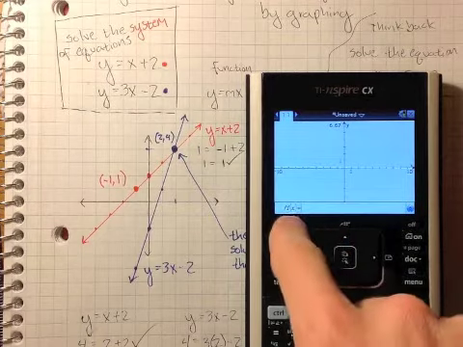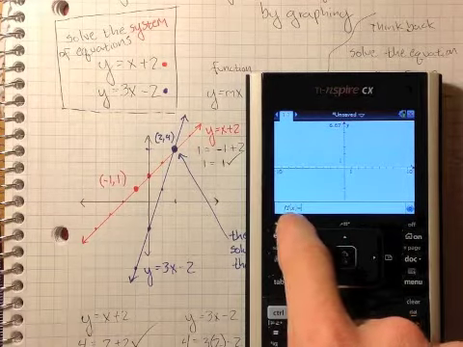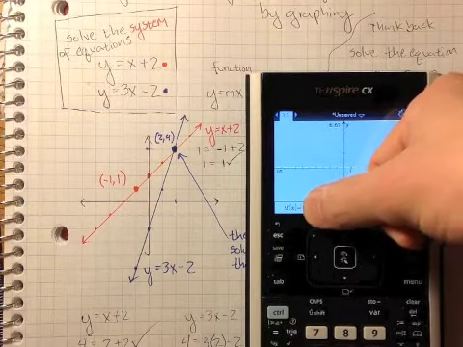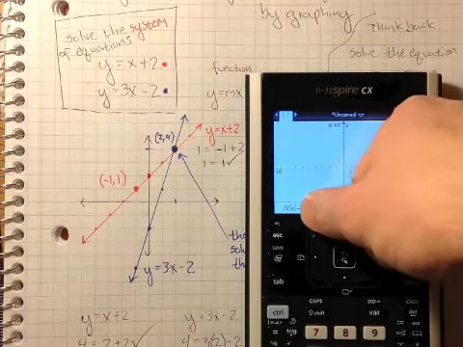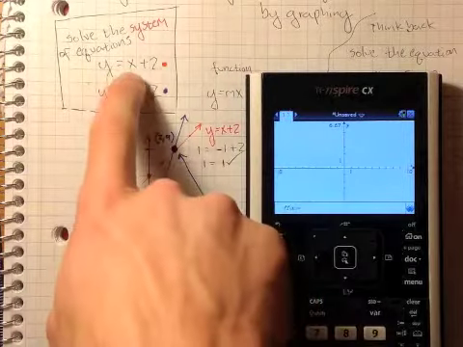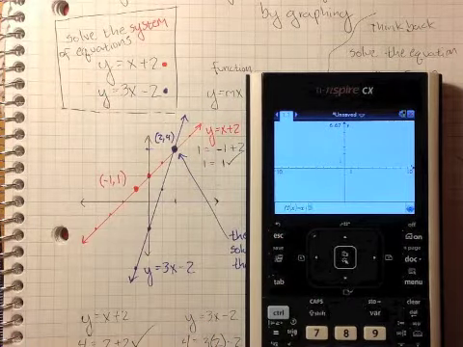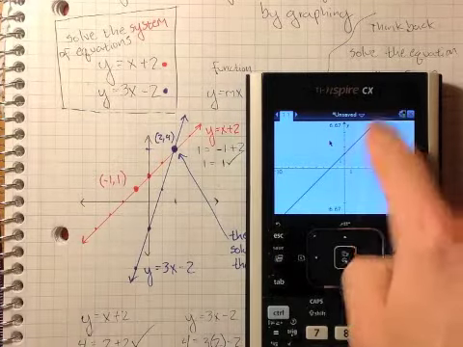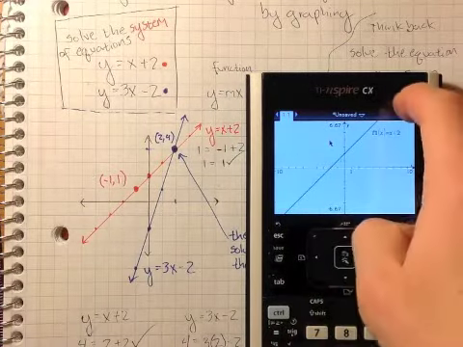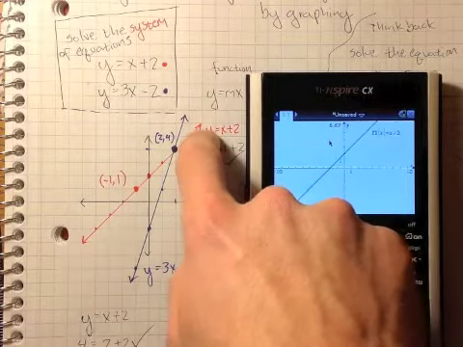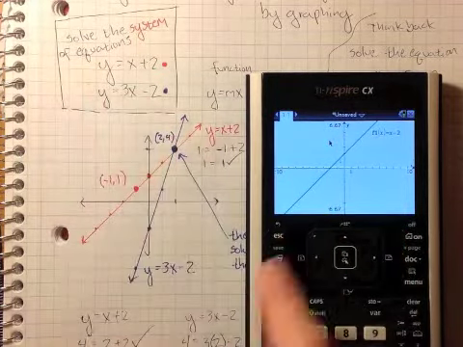Now down here it says f1(x) equals. Remember, that whole thing is just the exact same thing as y equals. Now let's type in the first equation, y equals x plus 2. Enter. There we go. And it's unfortunate that it is in blue, but that is the same exact equation that we graphed over here.